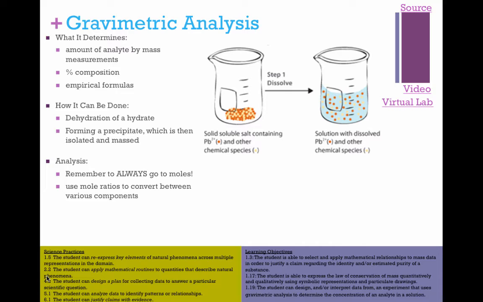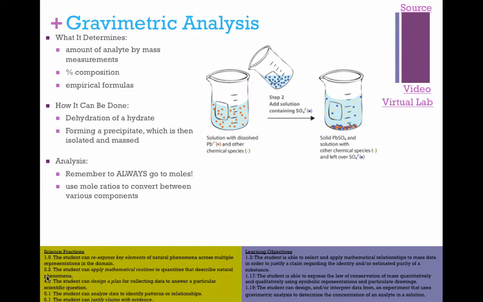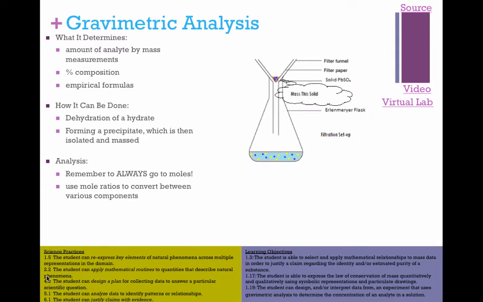We've done all of the labs that you will be tested on. Like gravimetric analysis, we did toward the beginning of the year. Gravimetric analysis is how you determine percent composition or maybe empirical formula. Take a look at the steps. You dissolve, you add to form a solid, then you filter, and then you can use your masses to find an empirical formula. You guys did it with, I don't remember what you did it with. But remember to go to moles.